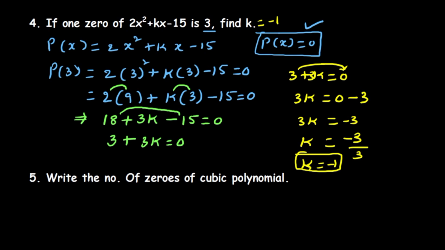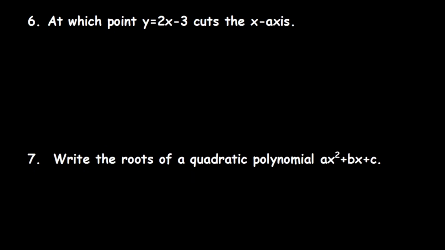Cubic means the power is 3. Okay. Cubic means the power is 3. Then you can call it a cubic polynomial. Right? So it is a third degree polynomial. A third degree polynomial has the number of zeros as 3. So the answer for this question is 3, right? So I hope you understood this one.